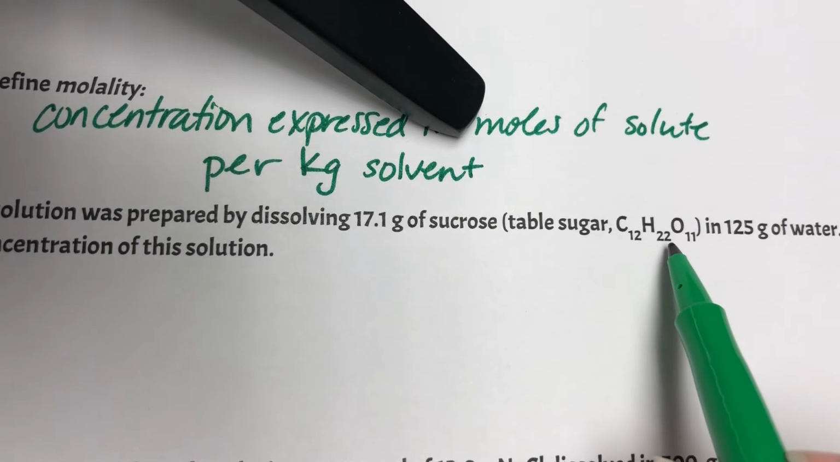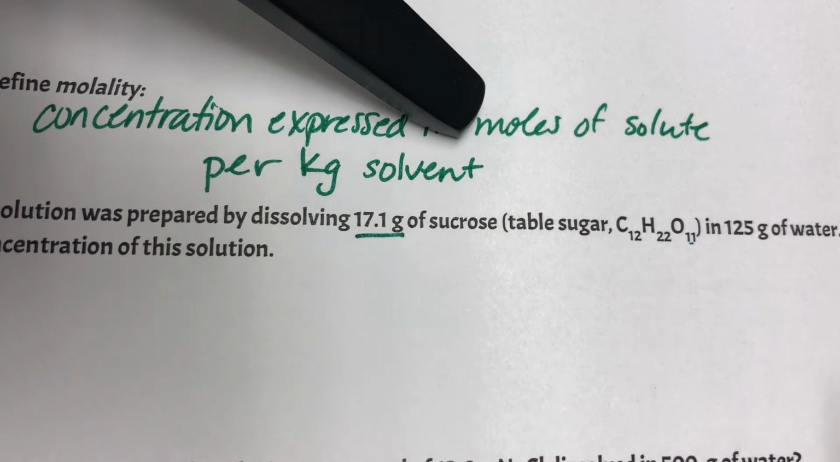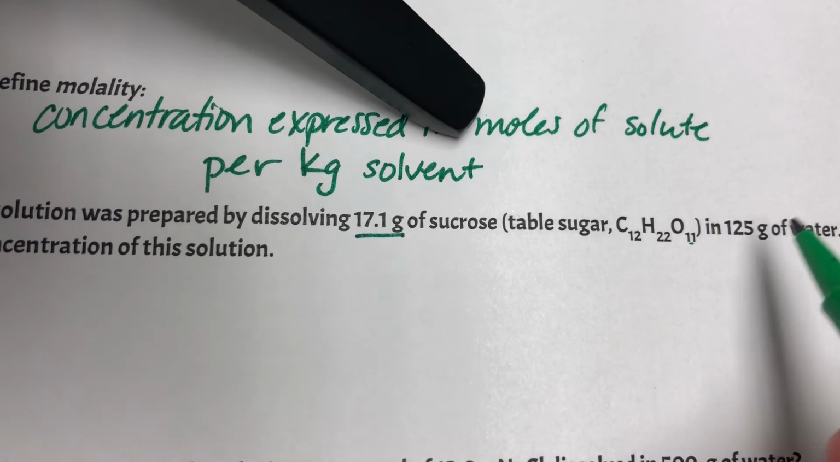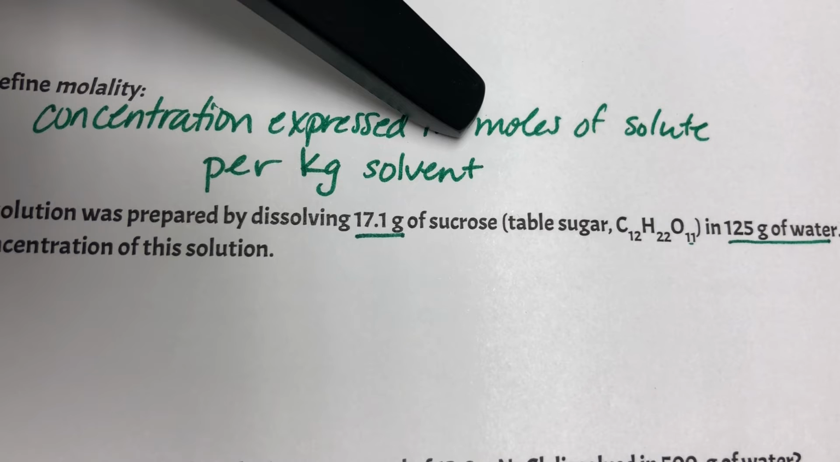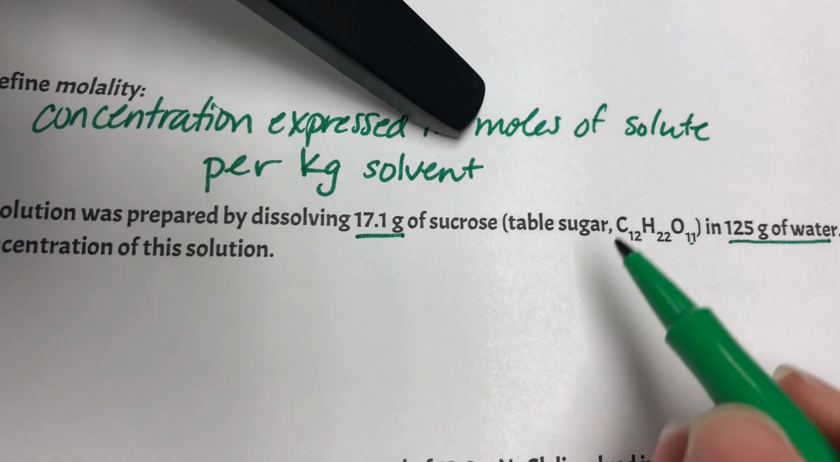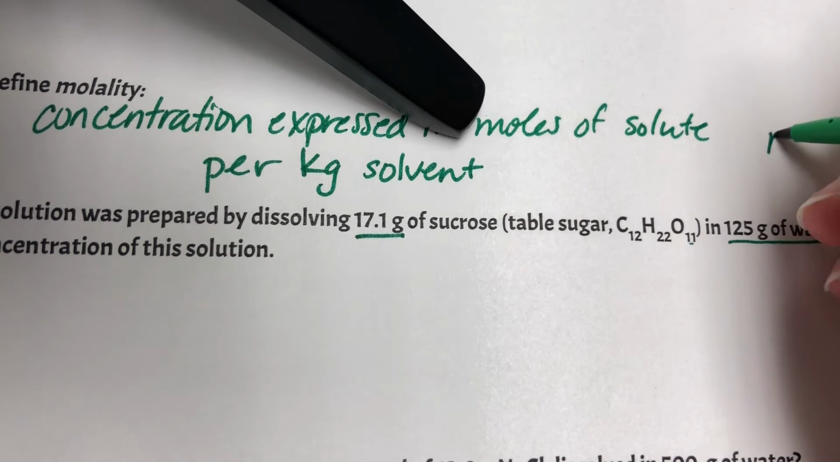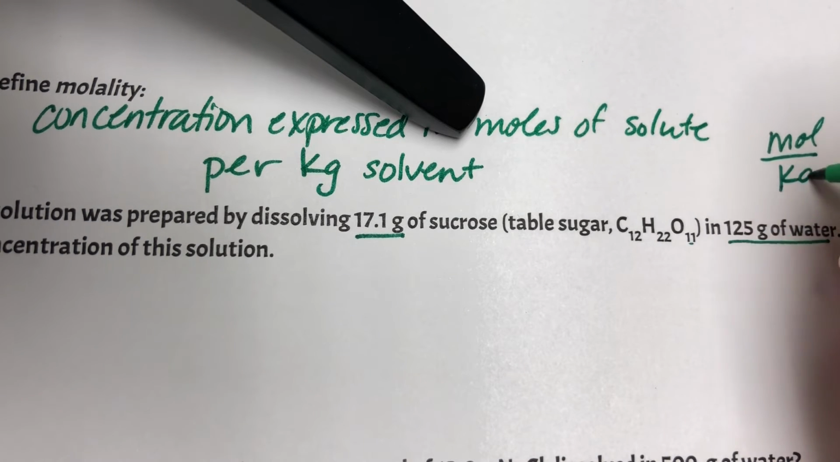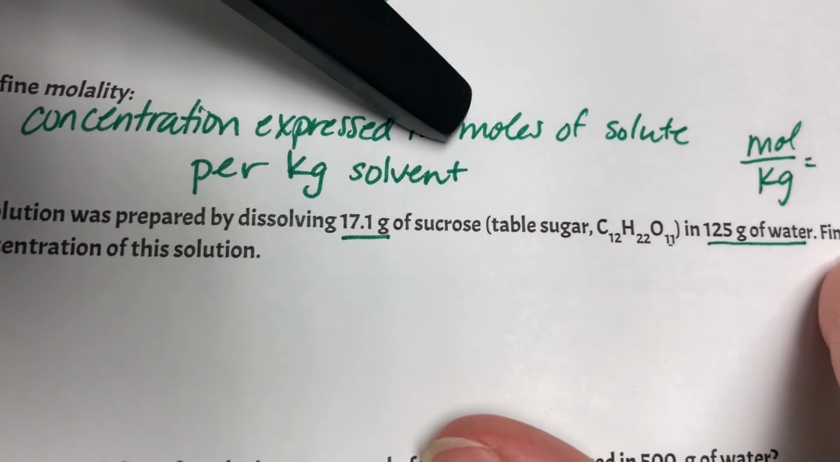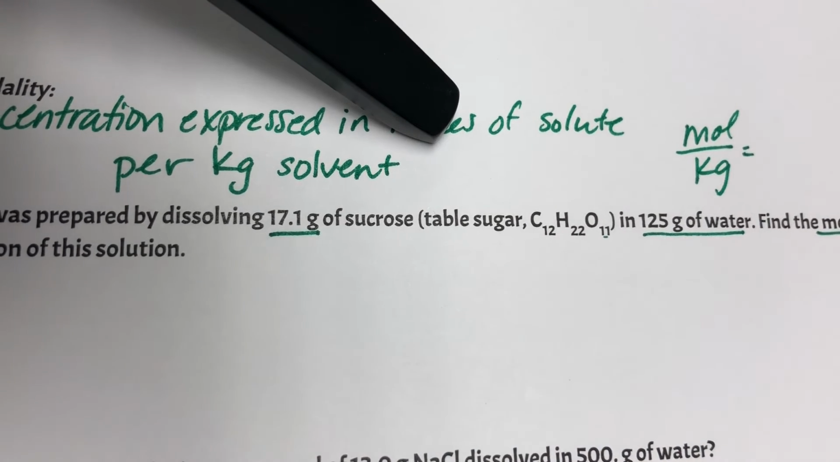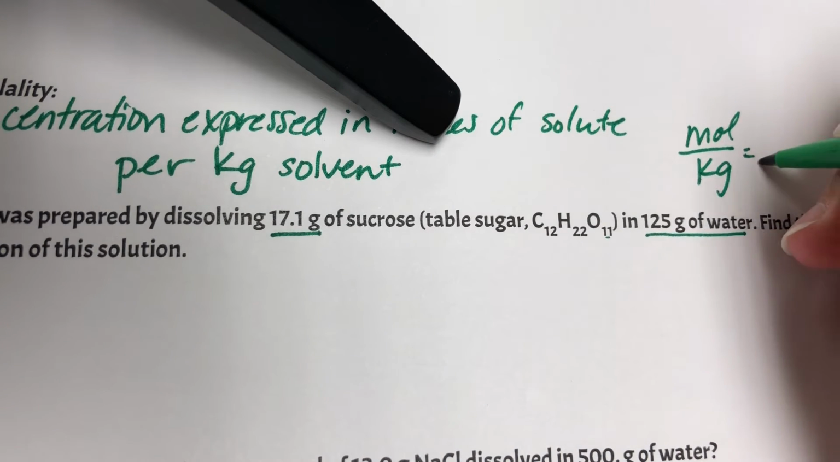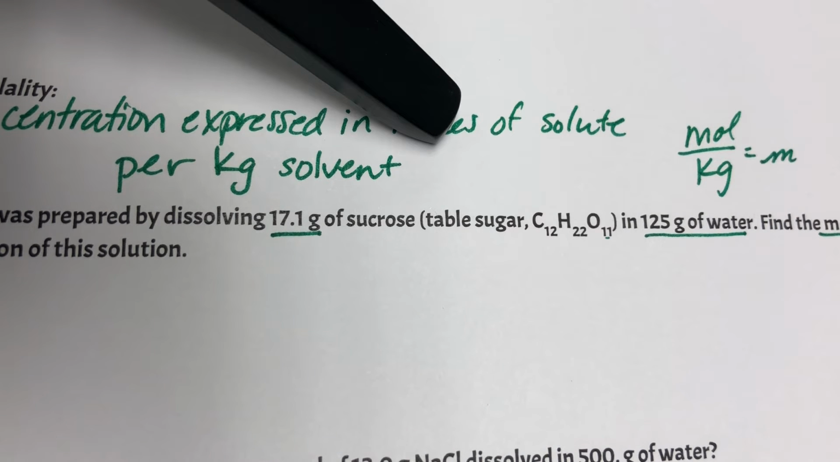So we have table sugar, 17.1 grams of it. We dissolved that in 125 grams of water, and we want to find the molal concentration of the solution. That one's really hard to say. Okay, so we are doing moles per kilogram. And the way that we do molality: molarity was that big old capital M, and now it's a cursive lowercase m.